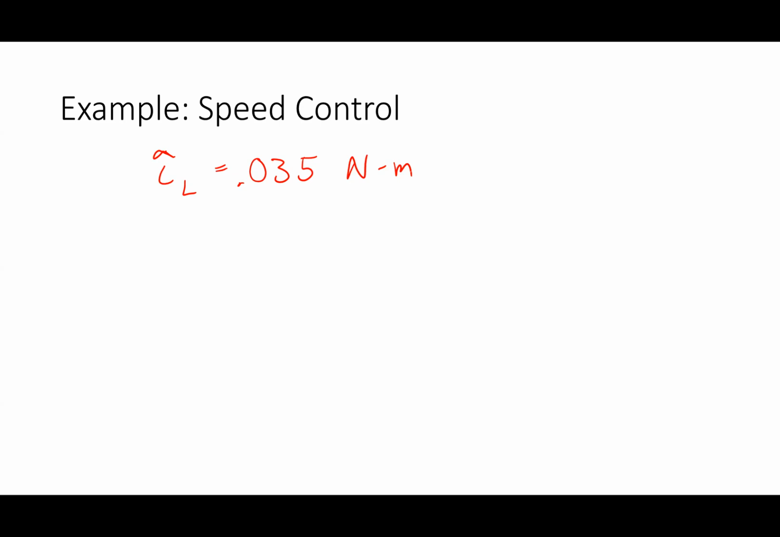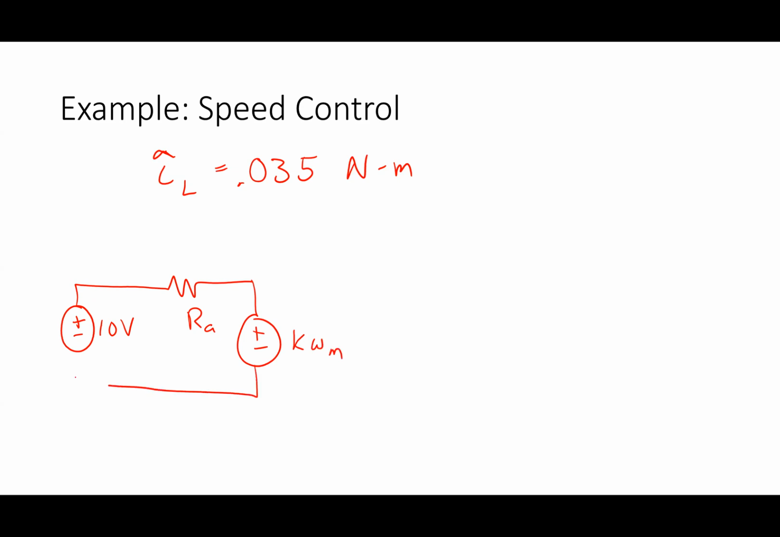I get this now, and I still have a 10-volt source, right? So let's say I got a 10-volt source, and I have RA right here. And then I have this K omega M right here. The speed should drop. Probably going to be about half the speed if I had to guess. But we can check that. All right. So let's see.